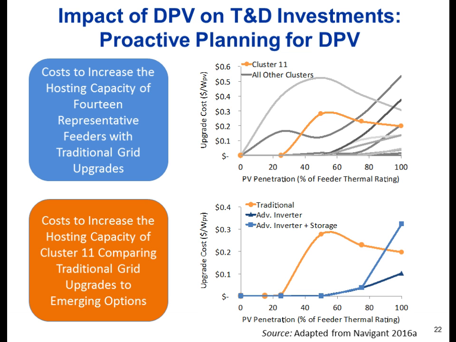The upgrade costs in this case are from traditional measures like reconductoring, adding additional phases, or adding voltage regulating devices. The chart on the bottom here shows the cost for one of the representative feeders, which is cluster 11 in the previous figure. And this is now the cost if new emerging technologies are assumed to be available.